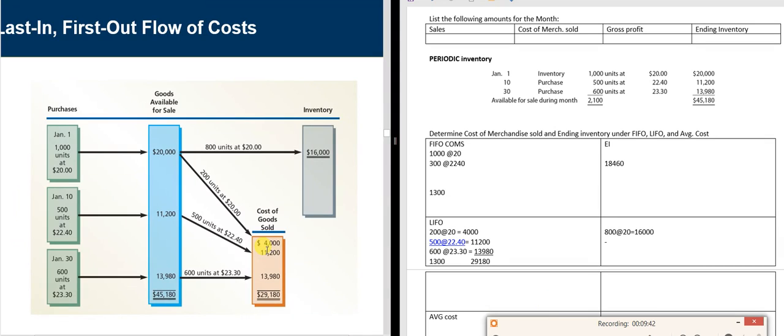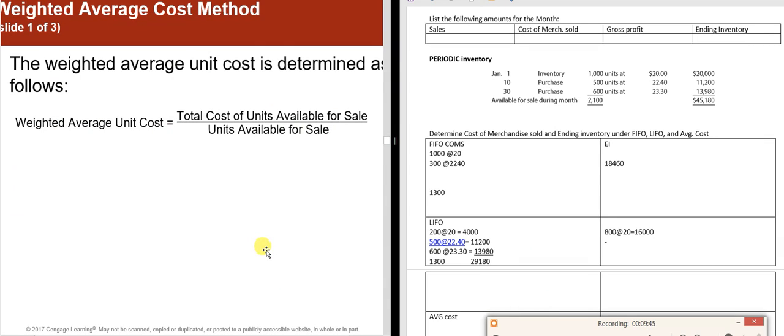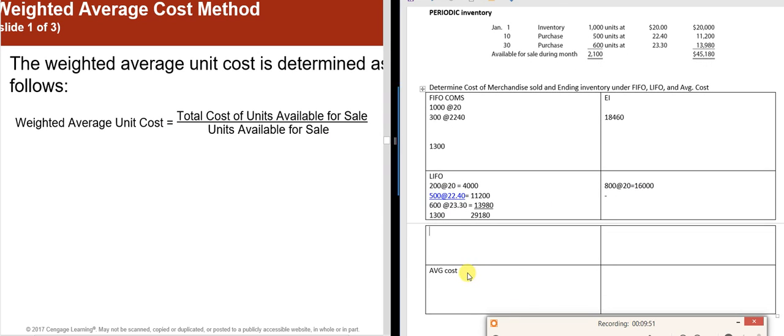Average costing is the last one. Average costing, again, is the same idea as the prior one, except it's going to be quicker because you only have to do one average. So all I do is total cost. Total cost is 45,180 divided by total units of 2,100. So my average cost for every single unit is 21.51.